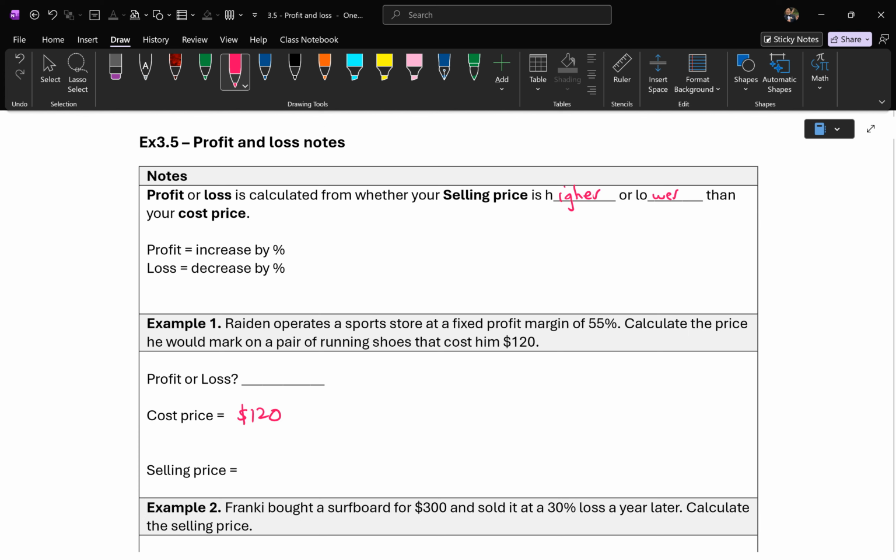Okay. Now in this case, because it says profit, clearly this is going to be a profit. But if it's a profit, it's going to be an increased percentage. So we know he bought it for $120. If I drew out the diagram, this is how much he bought it for. It's $120.